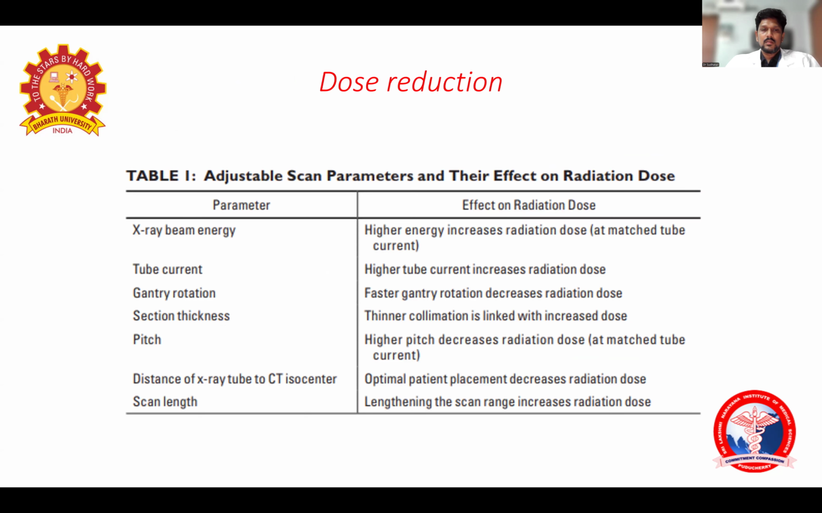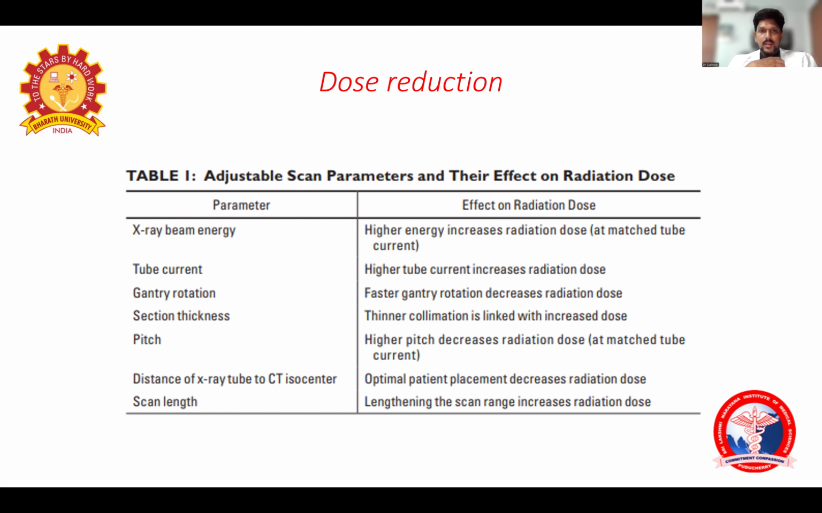So dose reduction, so X-ray beam energy and its effect on radiation dose. In X-ray beam energy, higher energy increases the radiation dose. The tube current, the higher the tube current, the more the radiation dose. And gantry rotation, the faster the gantry rotation, the lower the radiation dose. Section thickness, whenever the collimation is very thin, the dose is increased. And pitch, higher pitch reduces the radiation dose at matched tube current.